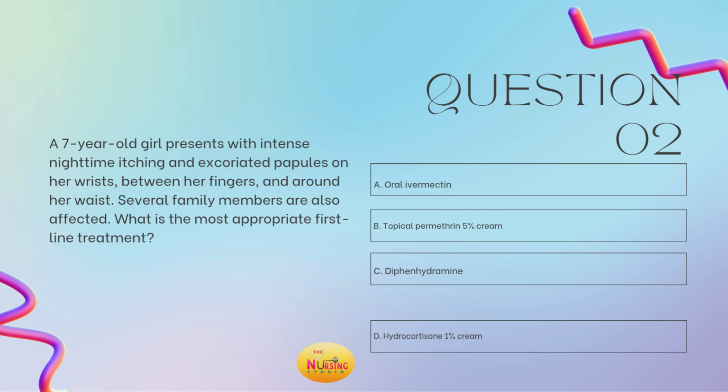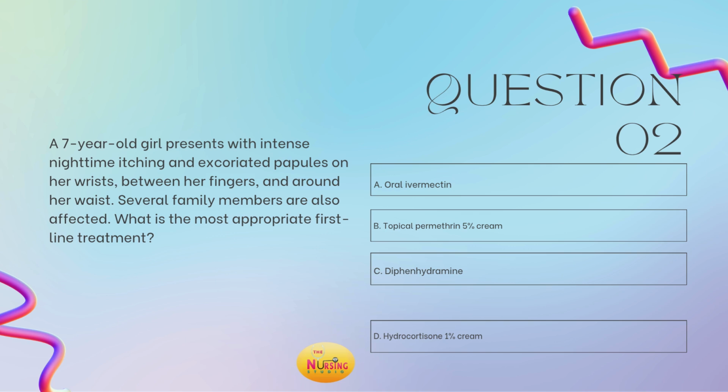All right, all right, all right. Stem of the question: what is the most appropriate first-line treatment? So we're going to run it back and see if we have a diagnosis. We don't, so let's look at how the patient is presenting. So we have a 7-year-old girl who comes in with intense nighttime itching and excoriated papules on her wrist, between her fingers, and around her waist.